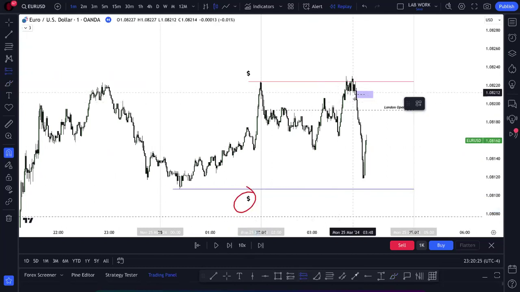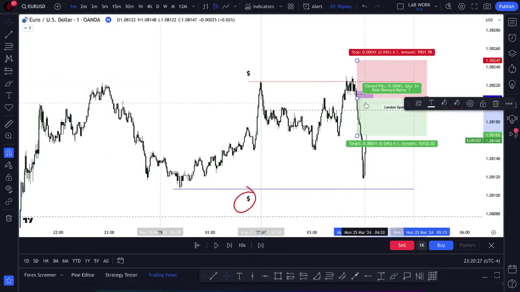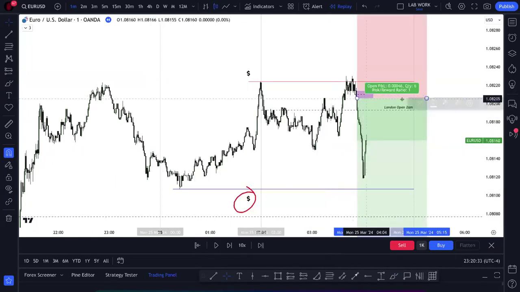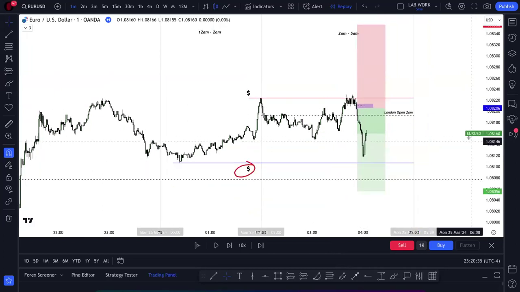So it's going to look something like this. Short here, 15 pips. Here and here. That's what I'm aiming for.